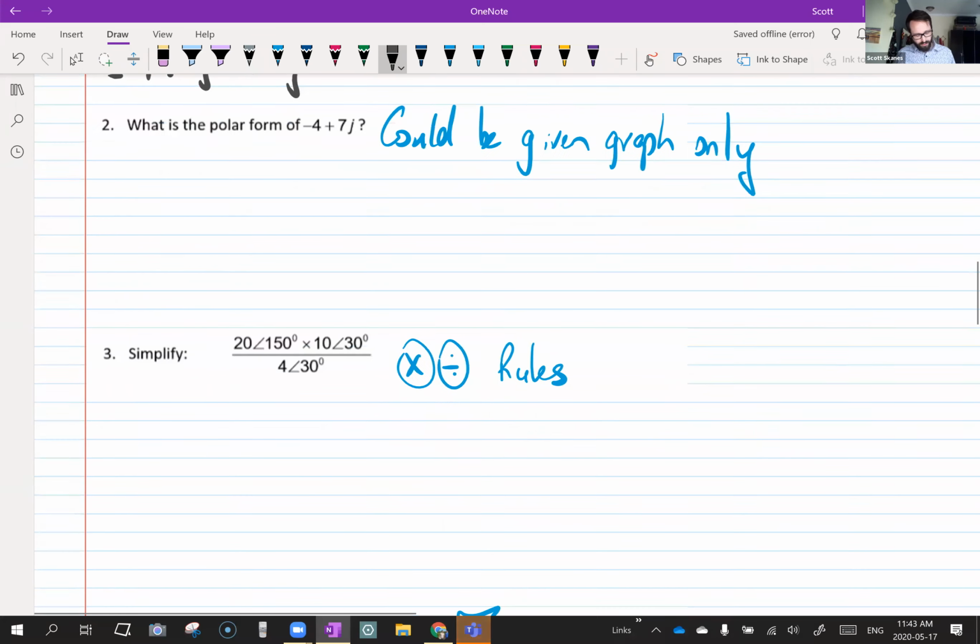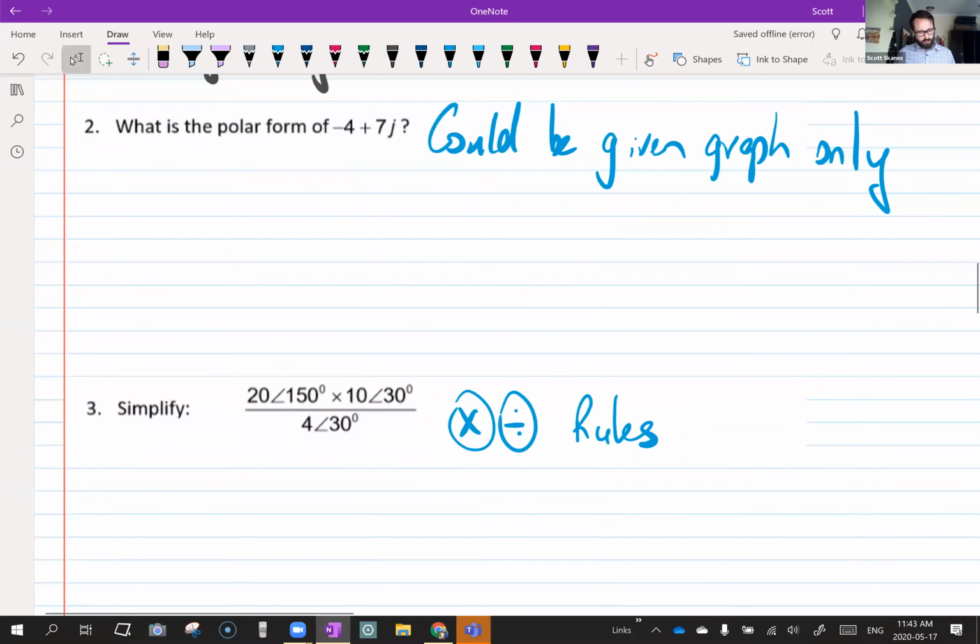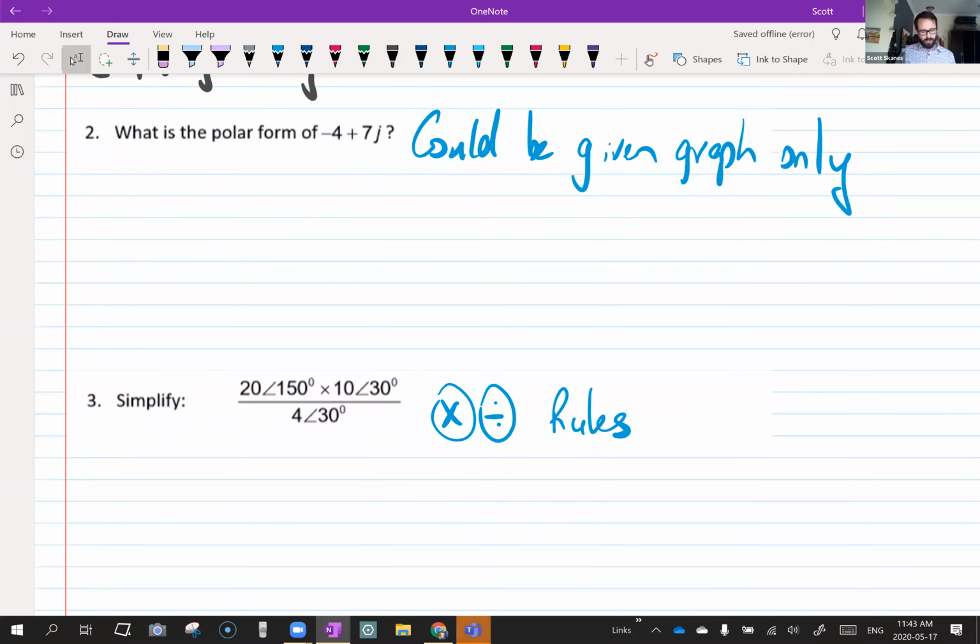So let's go ahead. What is the polar form of -4 and 7j? I could be given as graph only. So just keep that in mind. I might only give you the graph. Let's do this question. First of all, let's just say we had to make a sketch, and you'll be expected to know how to make a sketch. I would expect you'll be asked that on the test.